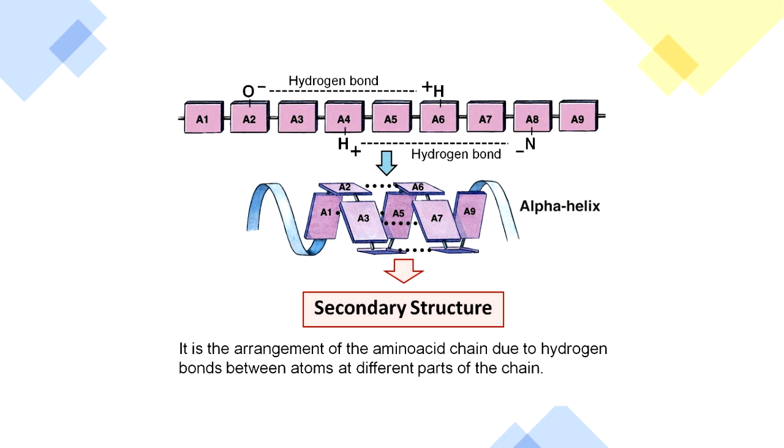Next, once this chain gets long enough, we have the secondary structure, where the hydrogen bonds react with the hydrogens on another amino acid. So this A2 right here is reacting with this A6 right here. This fourth amino acid is bonding with this 8th amino acid right here.